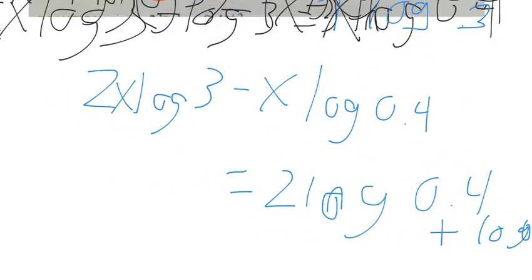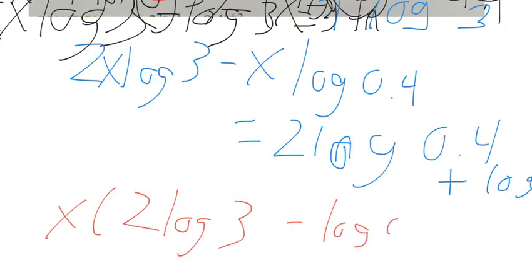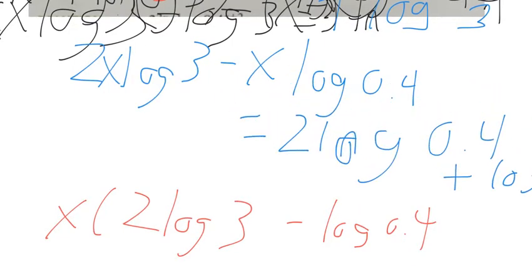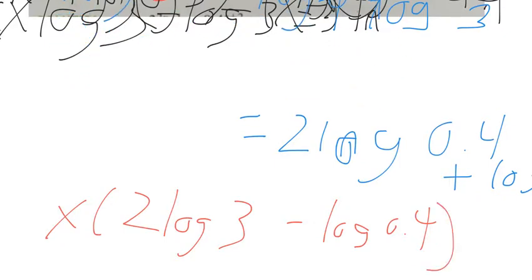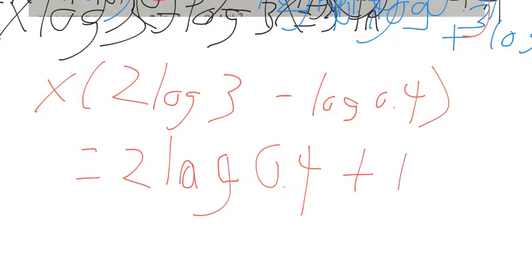So if you notice on the left-hand side, you can factor an x out, so that'd be x times, you're left with 2 log of 3 minus log of 0.4, equals the right-hand side, 2 log of 0.4 plus log of 3.